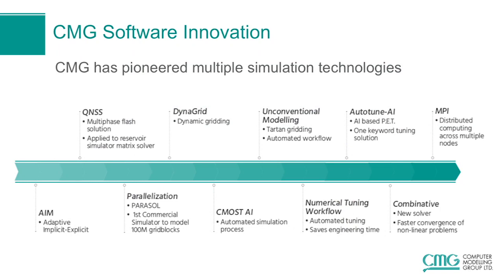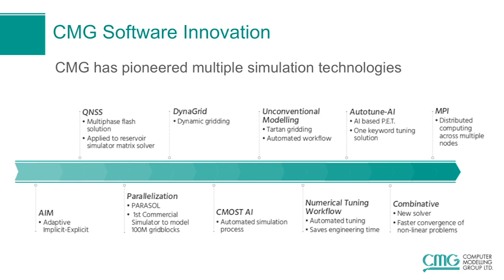Over the course of the last 40 years, CMG has always been the leader in technologies and innovations. We were able to do this by either pioneering new technologies or being the first to incorporate new technologies into our simulators. We were the first to incorporate adaptive implicit methods into our simulator. We were the first to use QNSS, which is an improved version of the multi-phase flash solution that's applied to the matrix solver. We were one of the first to parallelize our simulators over multiple cores using a Parasol solver. And this has made us the fastest, and still the fastest, commercial simulator out there.